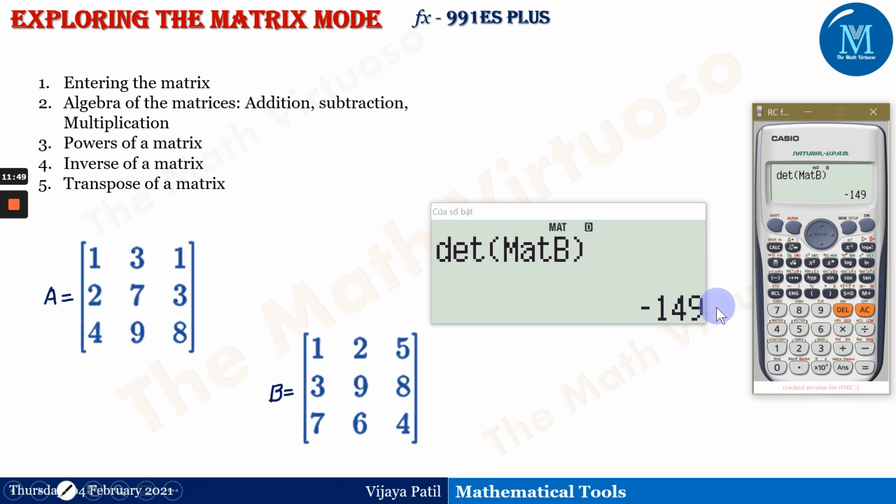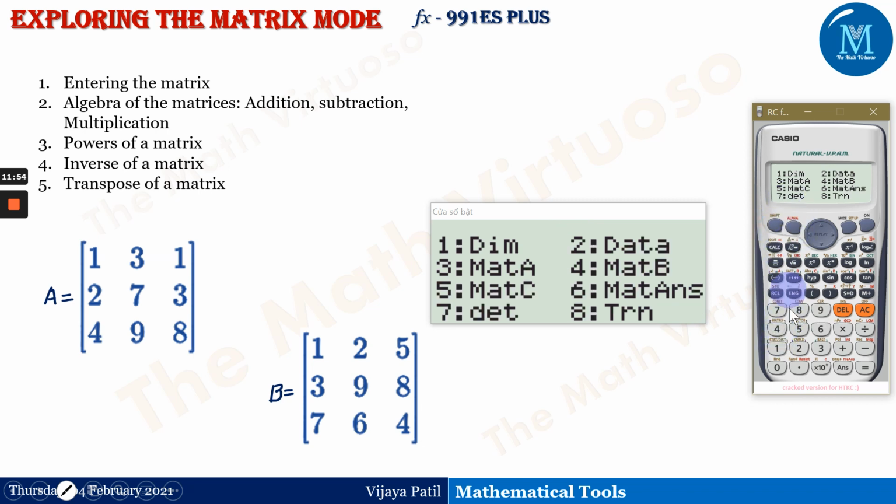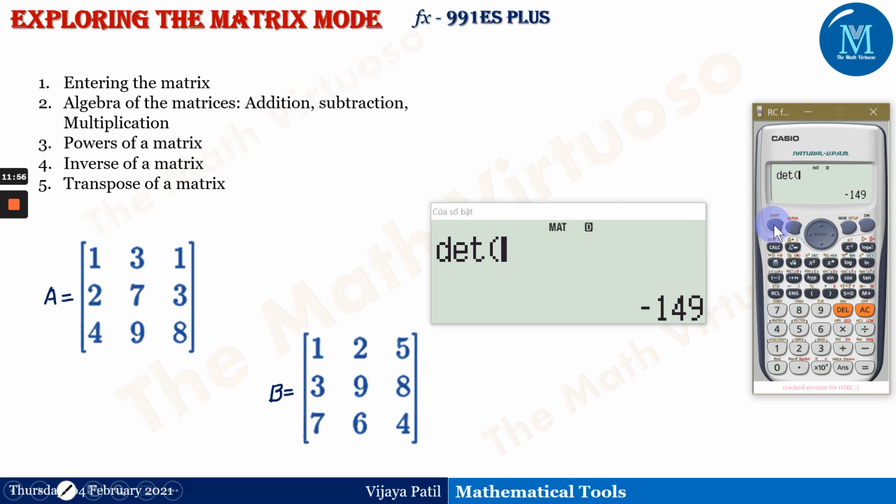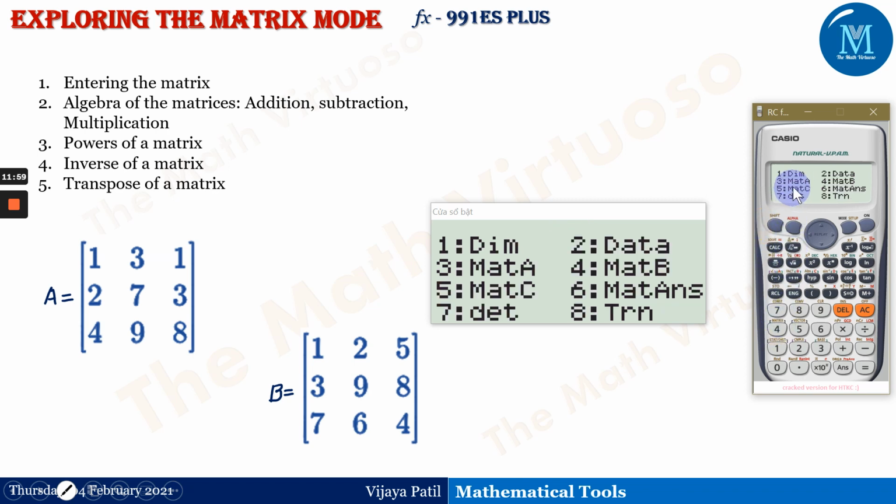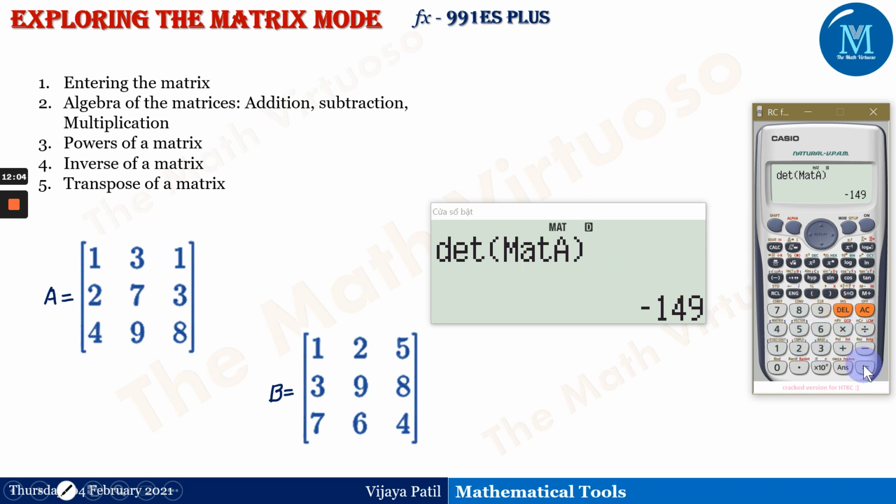It is minus 149. This is the determinant of whatever matrix we have fed in. For A, that is 3, round bracket complete, equals. It is 7. So the determinant of this particular matrix A is 7. The determinant of this particular matrix is 149, I guess. So this is what has been given, 149 or minus 149, I forgot actually. Just go back a little bit and cross check it.